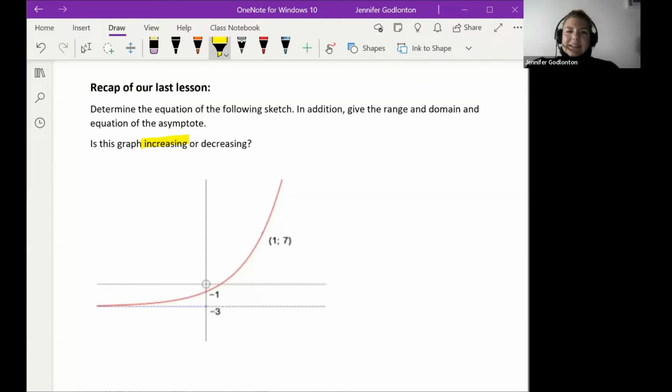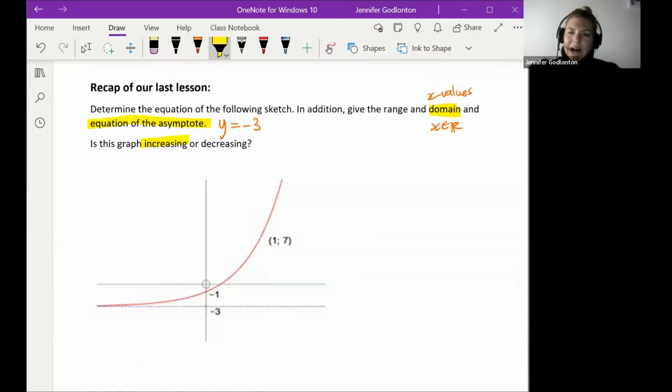Second thing I'm going to ask you is, what is the equation of our asymptote? Be very careful with how you write this answer. Beautifully written. Yes, y is equal to -3. Okay. What is the domain of this graph? So what are my possible x values? Yes, x is any real number, and that's the case for all exponential graphs.